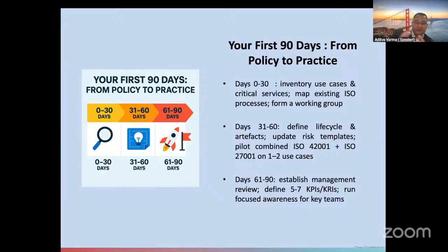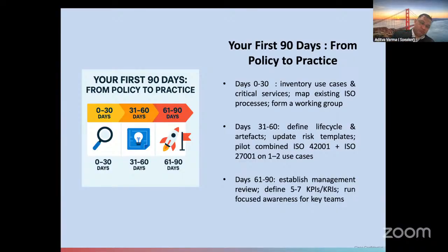Also, in these first 30 days, form a small AI and risk governance working group, bringing together your IT, your cybersecurity, your data or AI, and the risk team. So the GRC, right? IT has a specific role, so does the cybersecurity team, the data or AI team, and the risk assessment team.